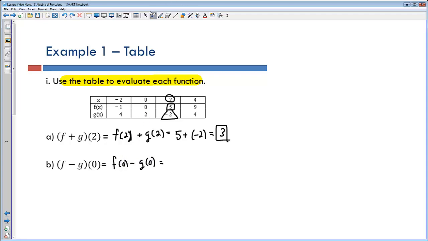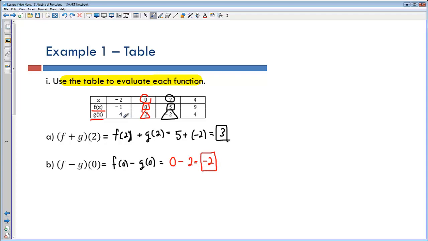So it says what happens when you plug in 0, what do you get out for f? So here's f, here's the 0 value, and when you plug it in, you get out 0. So f of 0 is 0, minus g of 0. Well, here's g, here's 0 again, and its output value is 2. So 0 minus 2, and that's equal to negative 2. And so that's how we add and subtract functions when we use a table.